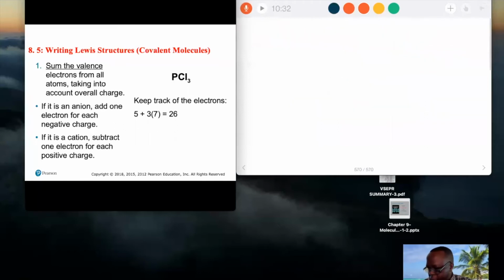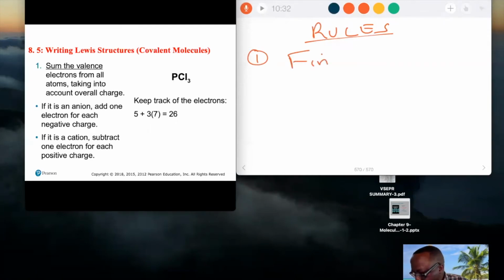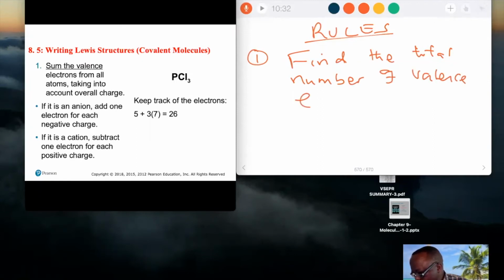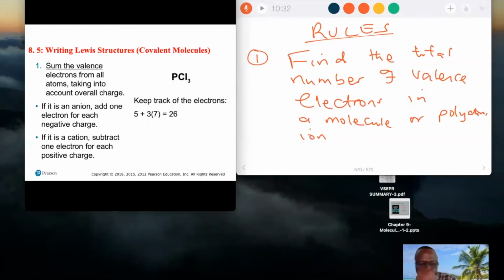Rule number 1 here, rules. And remember, you have to practice. You cannot just read this. Practice is just like maths. You have to practice. I'll say find the total number of valence electrons in a molecule or polyatomic ion. You have to find the total number. That is rule number 1.